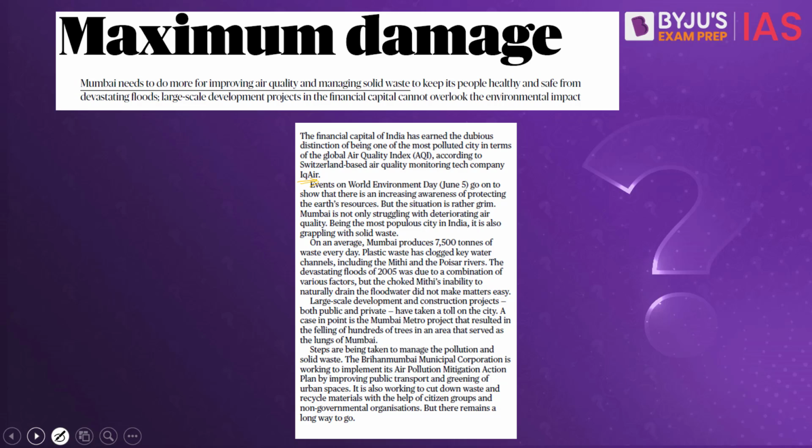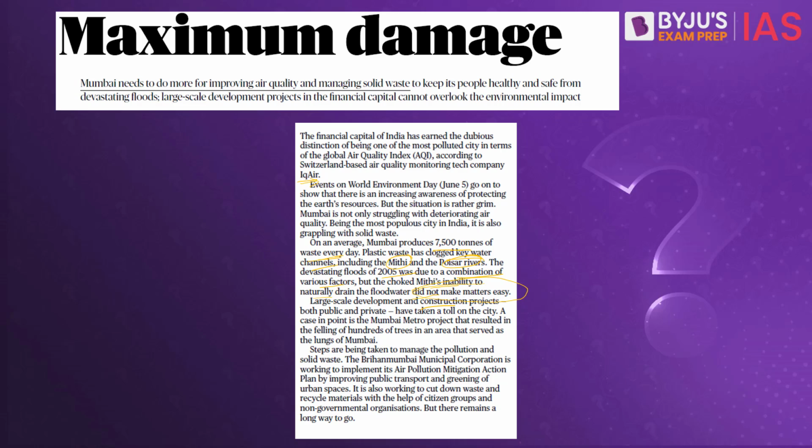Added to air pollution, Mumbai produces 7,500 tons of waste every day. Plastic waste has clogged key water channels, including the Mithi and the Poisar rivers. So, where are the Mithi and the Poisar rivers? It is in Mumbai, in the state of Maharashtra. The devastating floods of 2005 were due to a combination of various factors, but this choked Mithi's inability to naturally drain the flood water, which did not take place easily. Added to it, large scale development and construction projects, both by the public sector and the private sector, have taken a massive toll on the city as well.